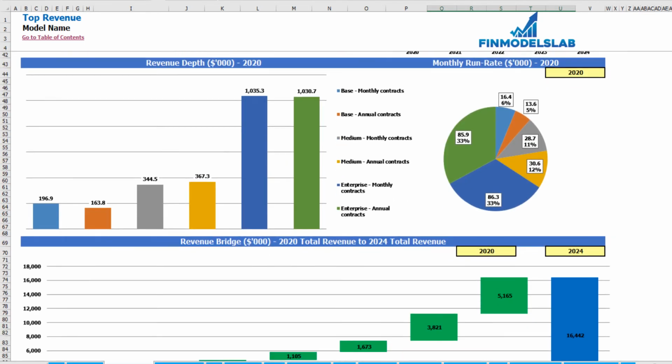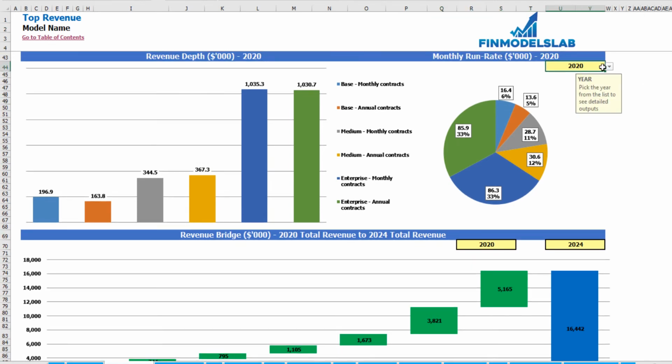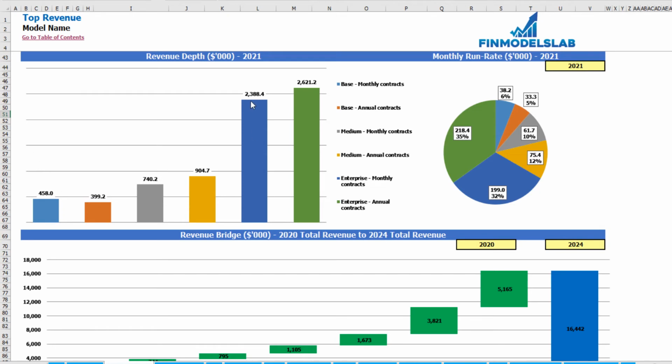The next set of charts, you may see the revenue depth and monthly run rate for the selected year, which you may change here. For example, 2021. The first chart, you may see the absolute values, and on the pie chart, you can see the percentage allocation of these revenue streams.